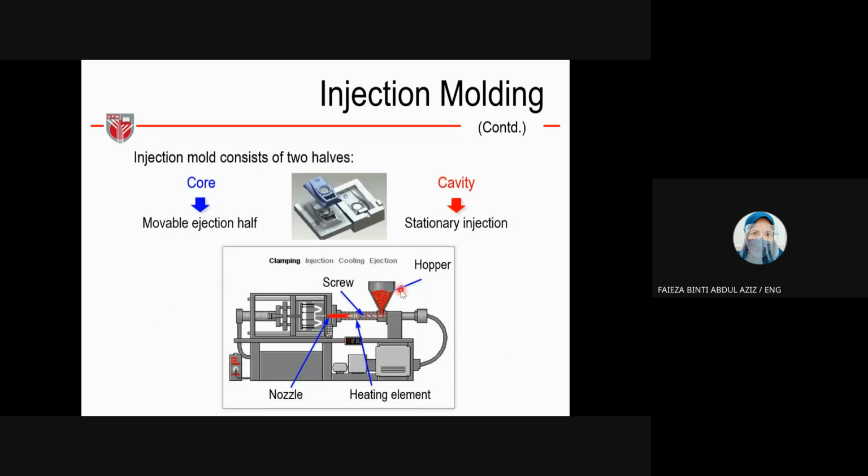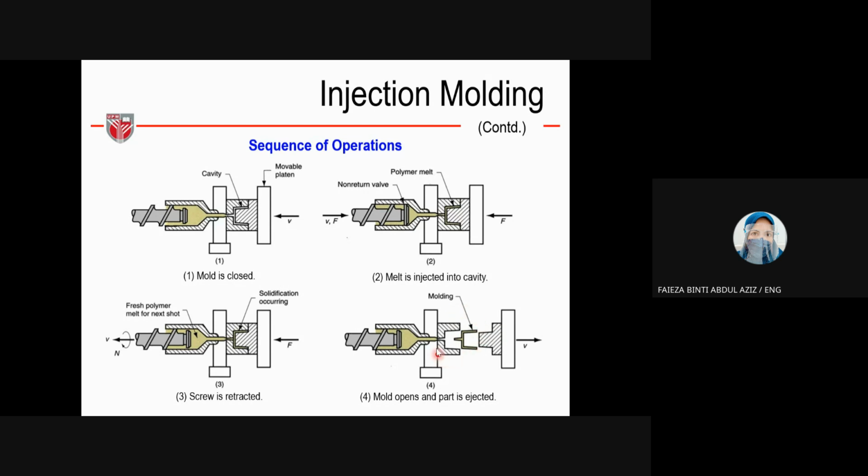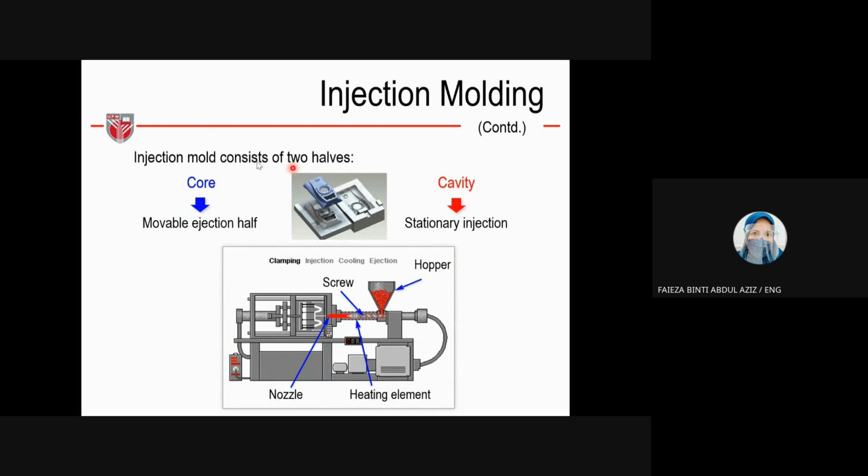Before that, let me go back to the previous slide. When you look at the mold like this, you have to be familiar with which one is core and which one is cavity, this one and this one. I will explain in the next slide. An injection mold consists of two halves, core and cavity. Usually the core is the movable ejection half, and the other half is the stationary injection half. So this is cavity, this is core.